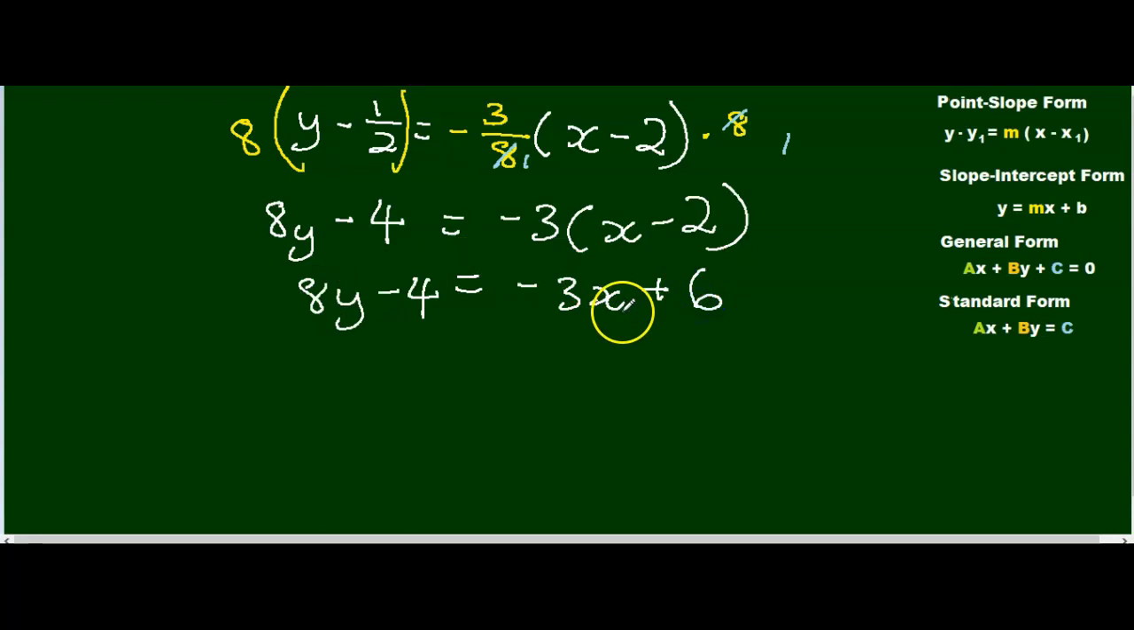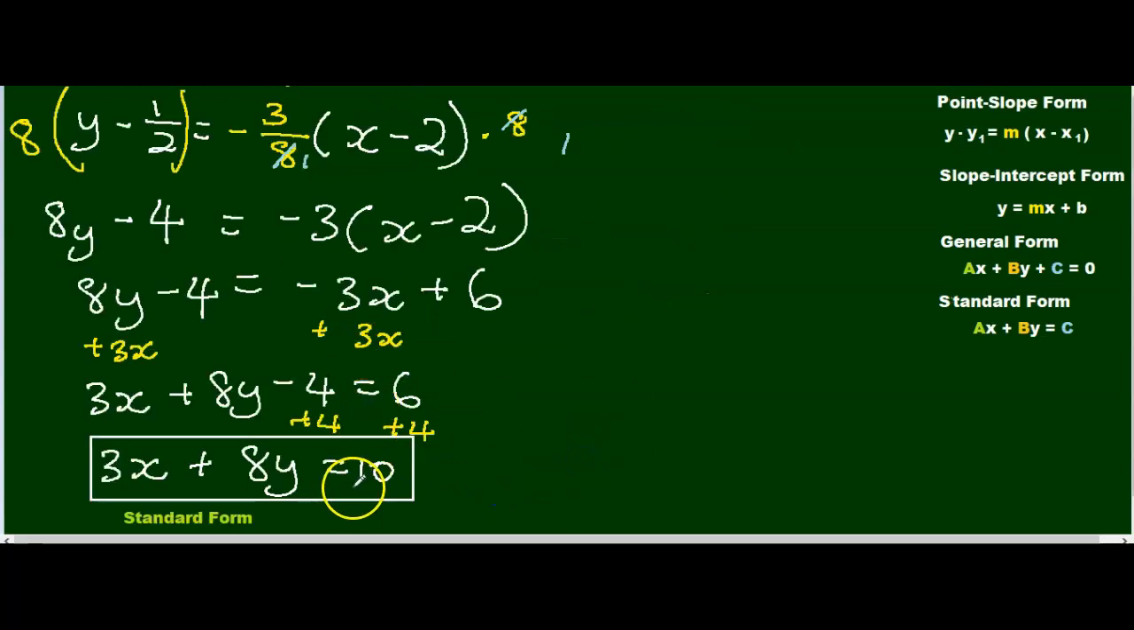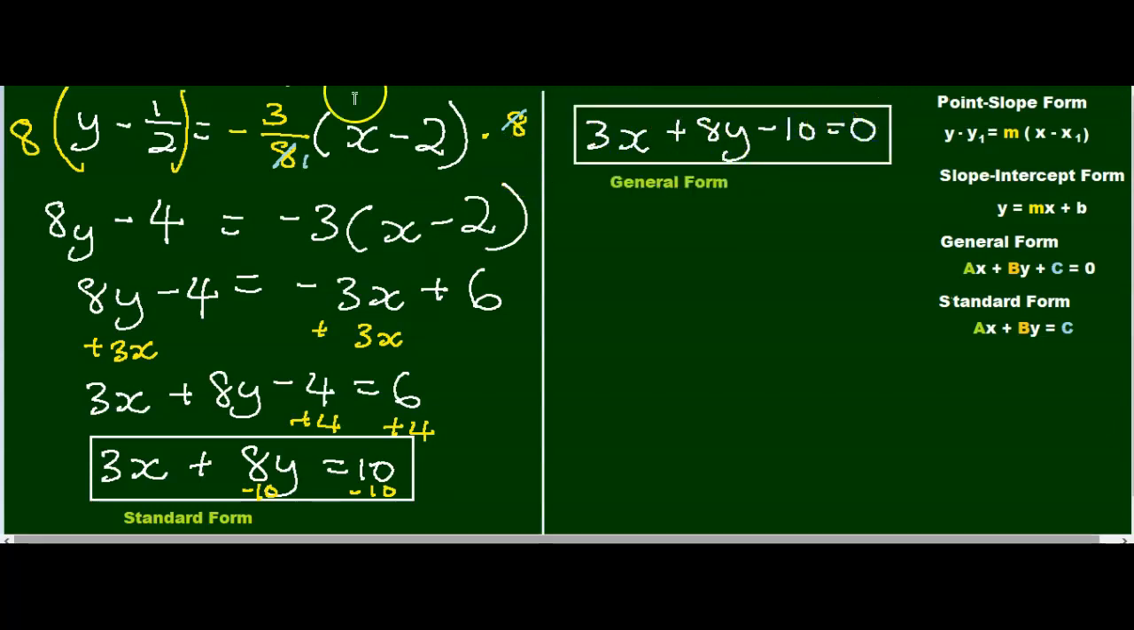And if we want it in the standard form, I'm going to add 3x on both sides. 3x plus 8y minus 4 equals 6. And if I add 4 on both sides, this would be my standard form, which is 3x plus 8y equals 10. If we want it in our general form, we have to get rid of the 10 on the right-hand side. So that leaves us with 3x plus 8y minus 10 equals 0. And that's our general form, and we still need to do slope-intercept form.